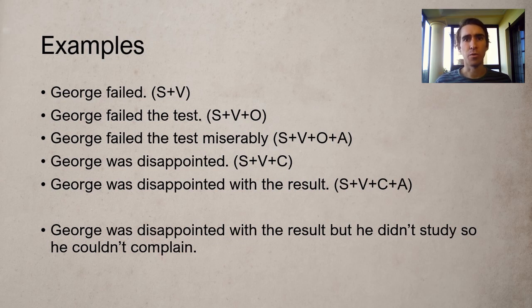But here we've just seen 5 simple examples of fairly straightforward sentences. Very often when we write, we have far more complicated sentences, but you need to get your head around the basic sentence structure before you can start adding more and more clauses to your main clause to make things more interesting. Let's have a look at something that's perhaps more indicative of how people write. And it's this: George was disappointed with the result, but he didn't study, so he couldn't complain much.